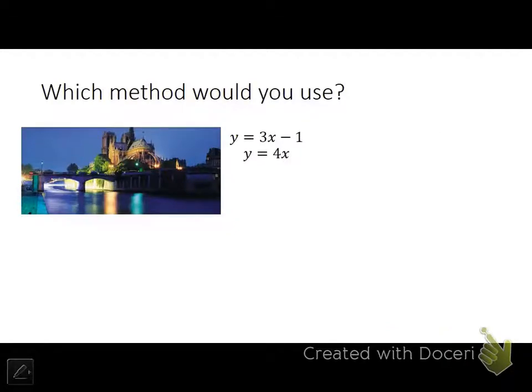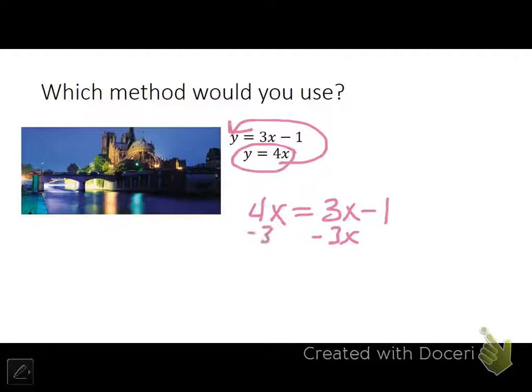Okay, so this method, there's multiple ways you can do this. No way is the wrong way, but there are easier ways to do it. So this one, y is by itself. So I'm going to take this and put it in for y, because y means the same thing as 4x. So we're going to put 4x equals 3x minus 1. Well, we want to get our x's on the same side and our numbers on the other. So let's subtract 3x. So then x equals -1.